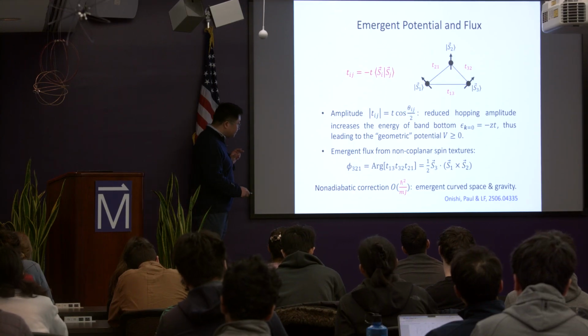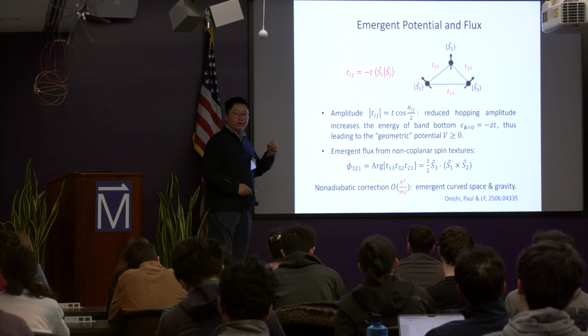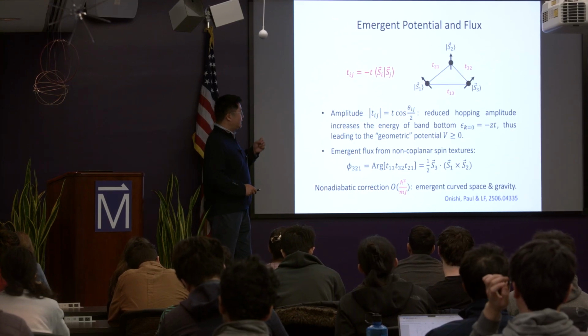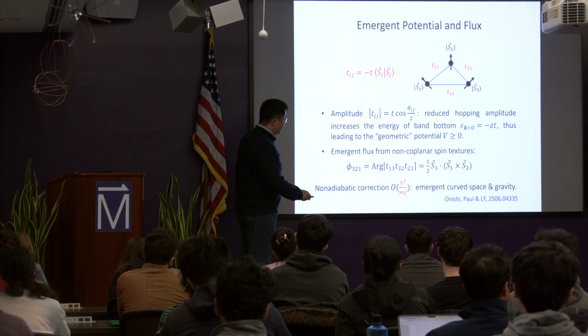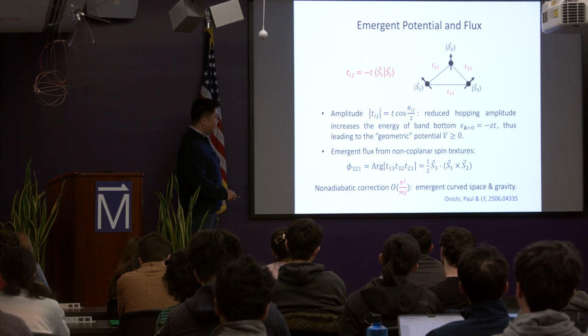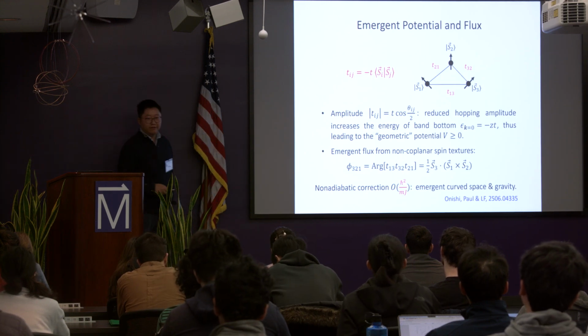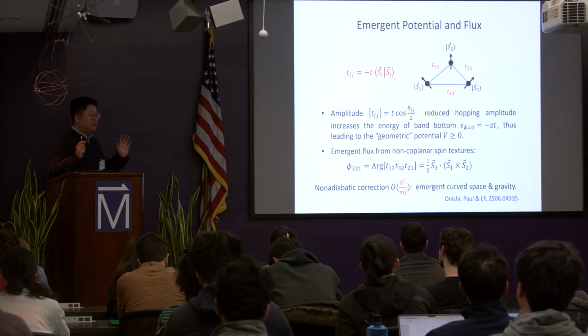In this case, one finds that, depending on the momentum of the particle, it experiences a momentum-dependent correction. This actually has a very nice interpretation in terms of curved space, and it leads to an analog of gravitational effects, again for electrons moving in a material.